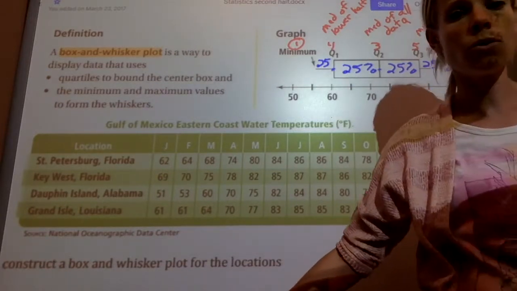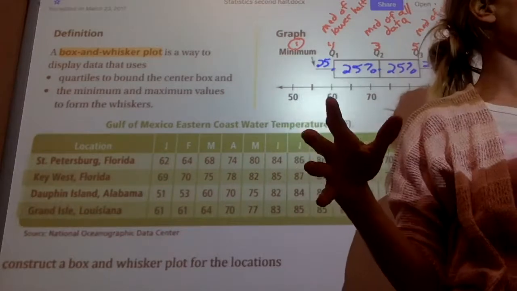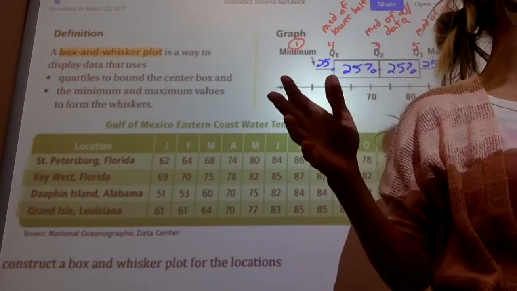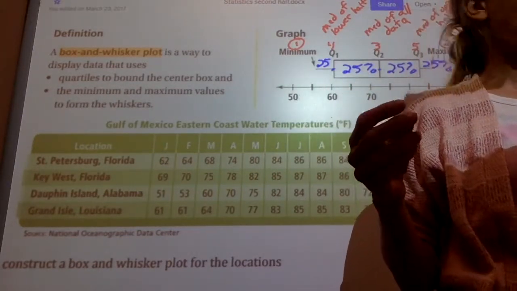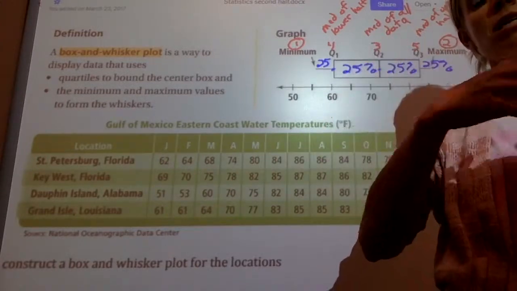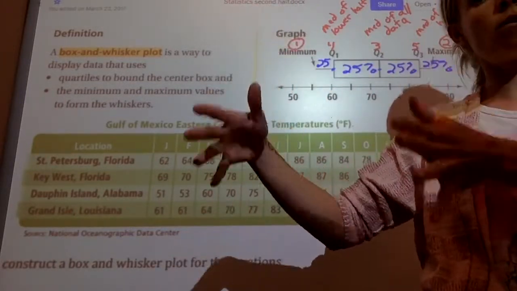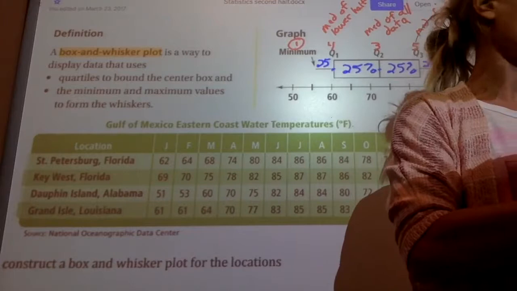So what you're going to do with your data, the first thing you have to do, of course, is put it in order, smallest to biggest. And then you do the min, max, median of all your data, median of your lower half, median of your upper half, and then graph it.